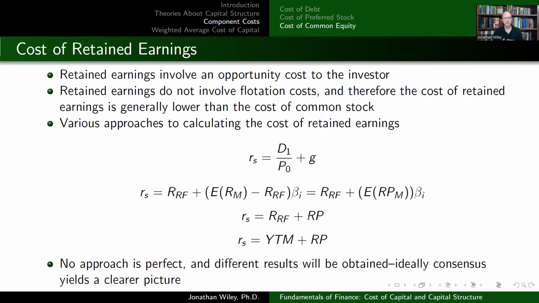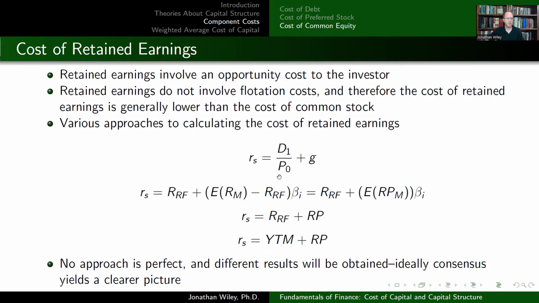So the reason for my little story there is there are various approaches to calculating the cost of retained earnings, and they all have some limitations to them. None of them is perfect, but hopefully they give you some degree of consensus about generally what that cost of retained earnings, or cost of equity coming through retained earnings, would be.